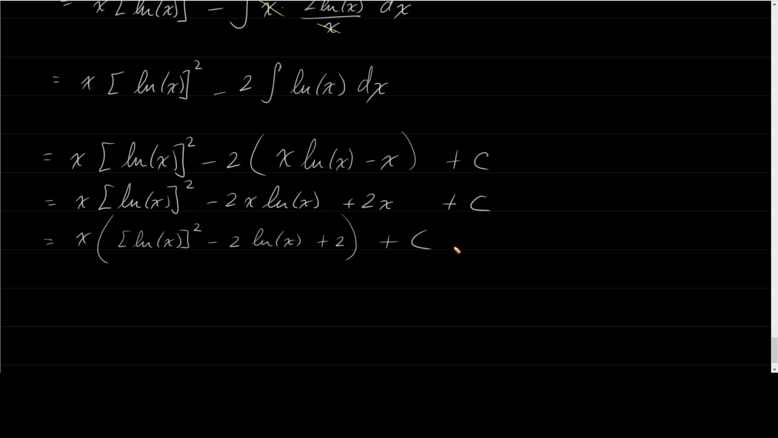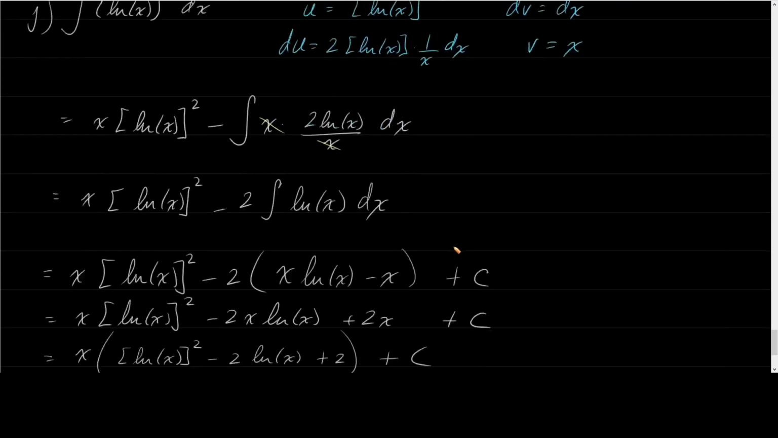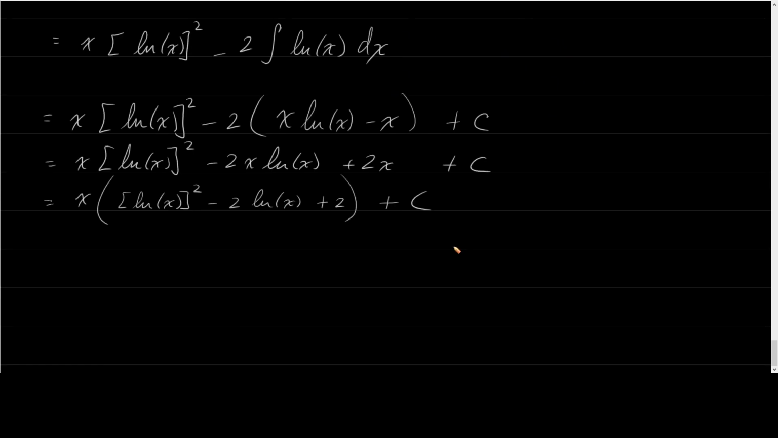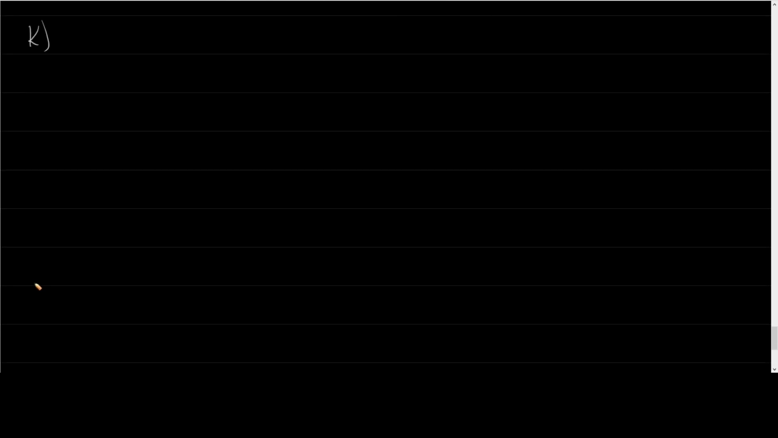Let's do one last one here. All right. So this is going to be example K. All right. So here we go. Example K. And it says the integral of x to the 7th times the square root of 5 plus 3x to the 4th dx. All right. So that's what we've got there.